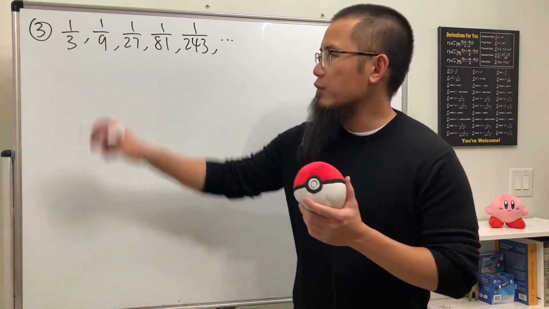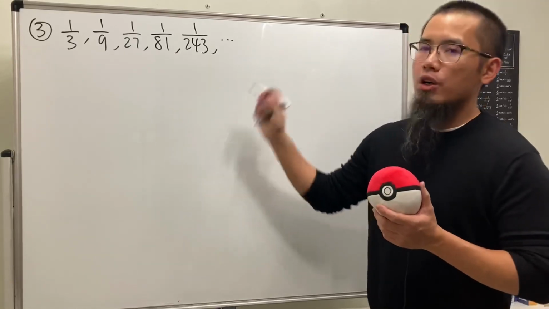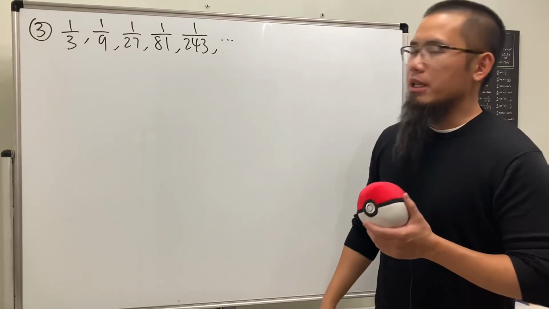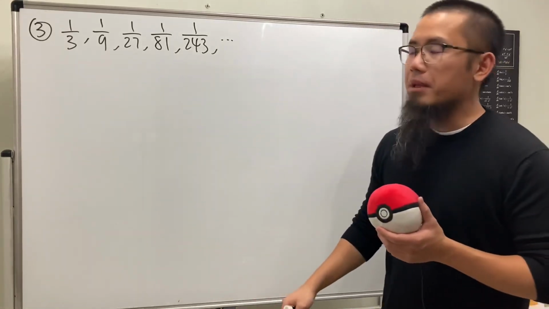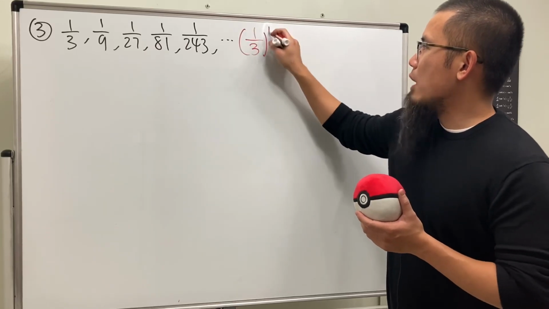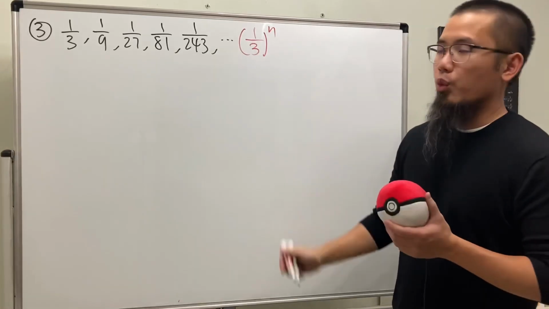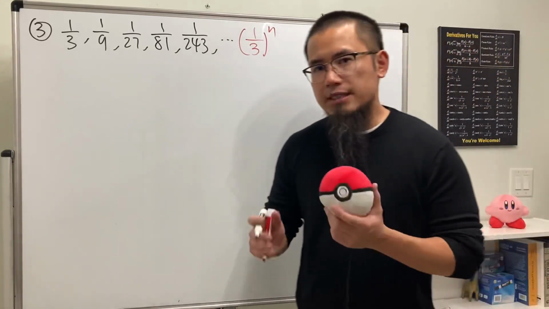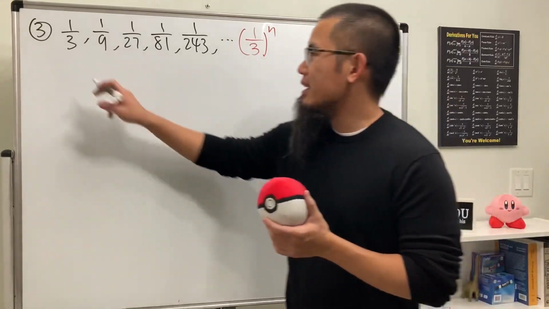Okay, for number 3, we have 1 over 3, 1 over 9, 1 over 27, 1 over 81, 1 over 243, and so on. This is actually just geometric, right? Multiply by 1/3 every time. And the formula for this is just 1 over 3 raised to the nth power. Because n starts with 1, if you look at this, it will work. Now, let's find the nth partial sum the traditional way. And I'll also show you guys the quick way to do that. Alright.